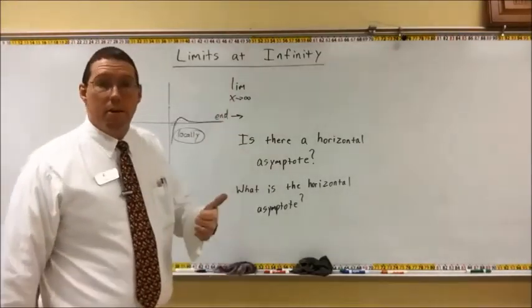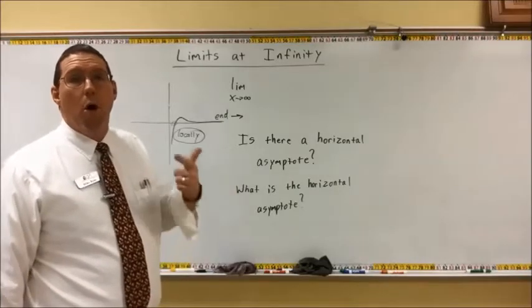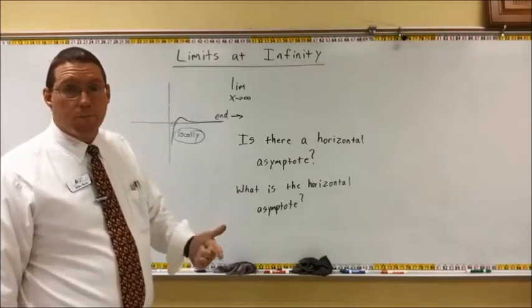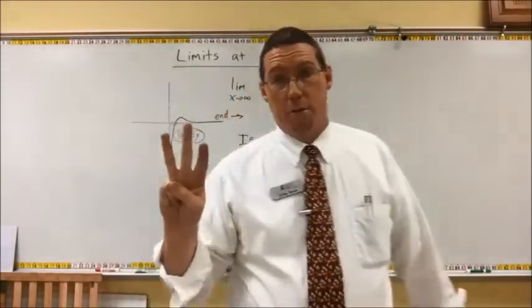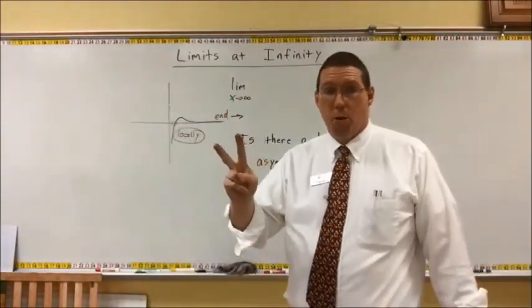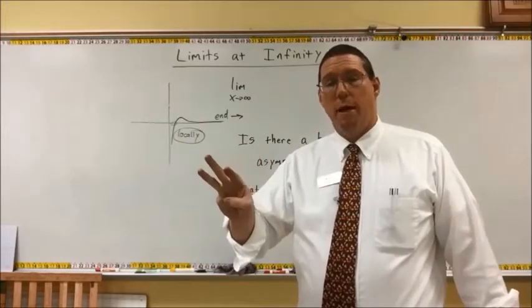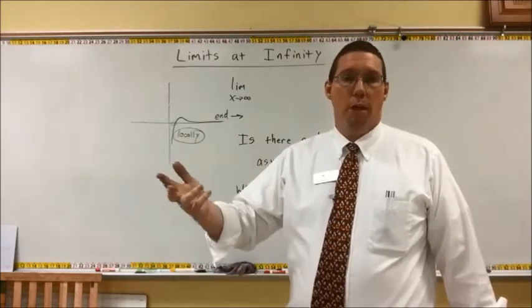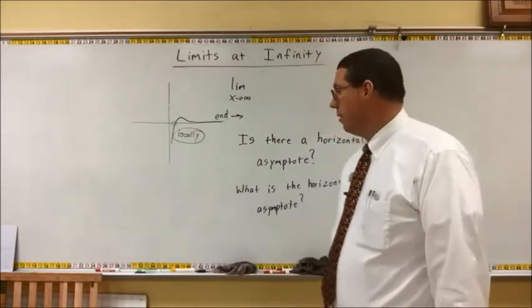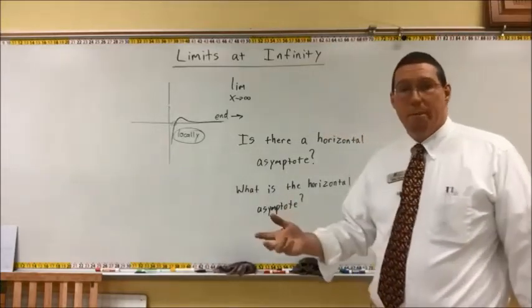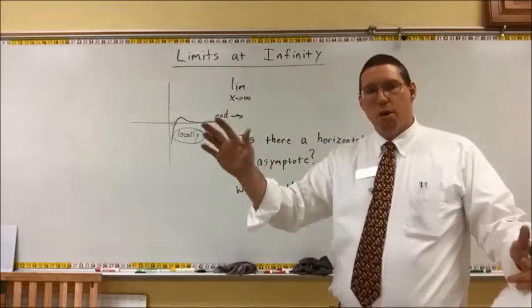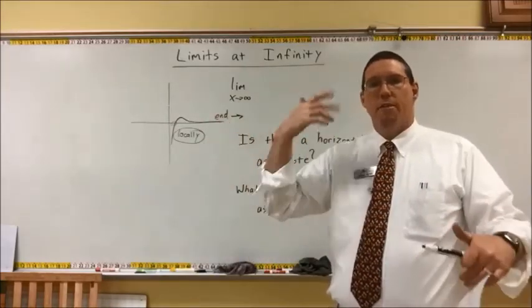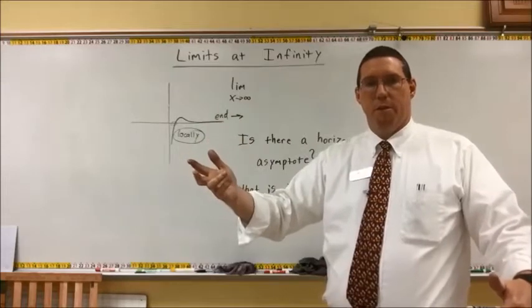Is there a horizontal asymptote? And if so, what is the horizontal asymptote? Generally, these questions fall into three main answers. Two of them have a horizontal asymptote with an answer, and the third one has no answer or no limit, or there is no finite answer. When the answer is no limit, that means there is no horizontal asymptote, okay? So that's pretty much most of the conceptual understanding that I'm going to give you in this video.